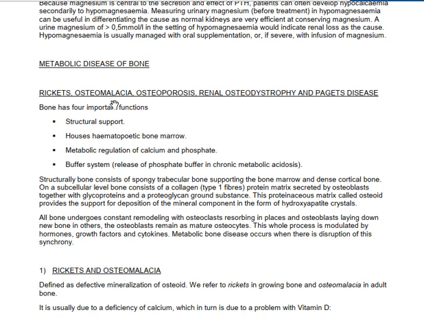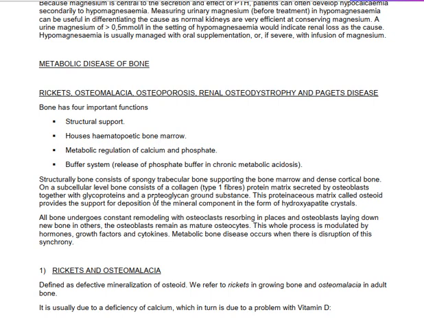So here we are going to continue with the metabolic disease of bones. The different metabolic diseases of bone consist of rickets, osteomalacia, osteoporosis, renal osteodystrophy, and Paget disease of bones. Now you need to know that bone has 4 important functions. 1 is structural support. 2 is that it's going to house the hematopoietic system. 3 is it's a metabolic regulator for calcium and phosphate. And 4, it acts as a buffer system because it releases the phosphate buffer in chronic metabolic acidosis.